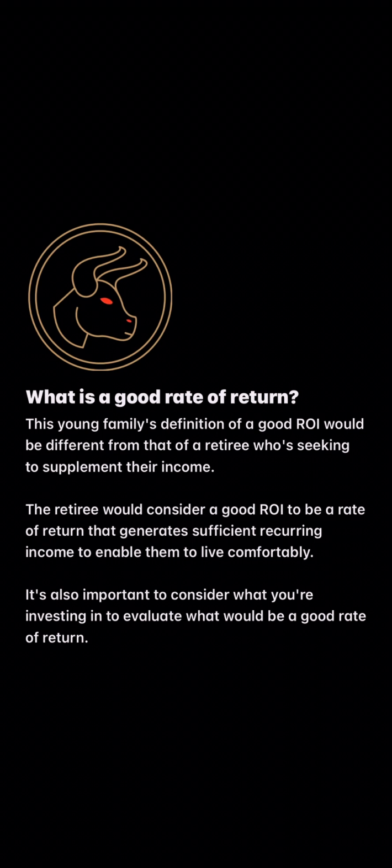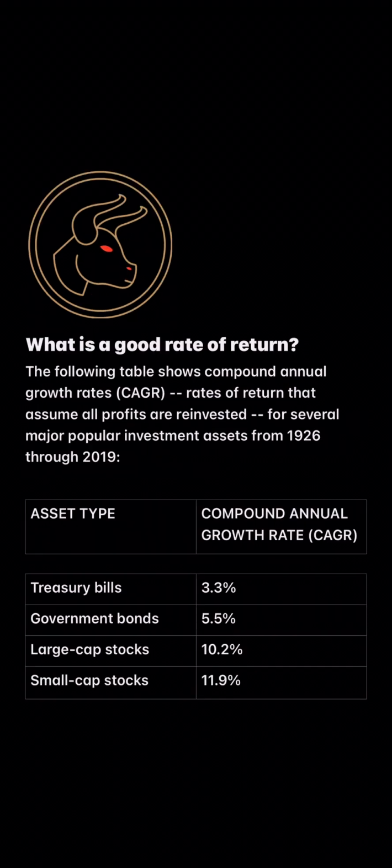It's also important to consider what you're investing in to evaluate what would be a good rate of return. So let's expand on that a little bit. The following table shows compound annual growth rates, or the CAGR, rates of return that assume all profits are reinvested for several major popular investment assets from 1926 through 2019. What we're looking at here is the asset type being treasury bills, government bonds, large cap stocks, and small cap stocks. And for the compound annual growth rate, we can see treasury bills at 3.3%, government bonds at 5.5%, large cap at 10.2%, and small cap at 11.9%.